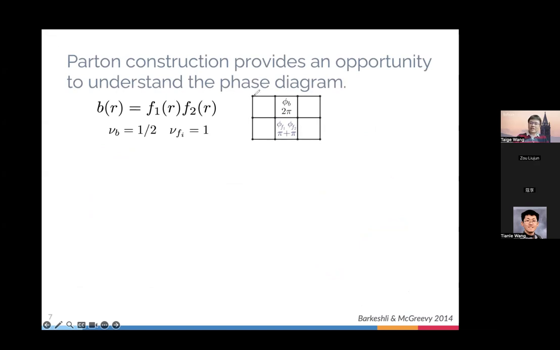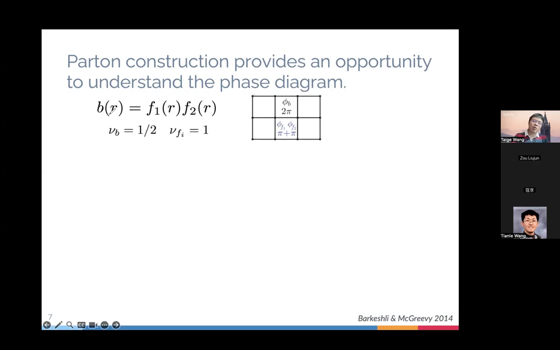This transition, actually, Max and John, 10 years back, proposed a few theories that could describe such a transition. It relies on doing a parton construction of your bosons: just fractionalize your bosons into two fermionic partons, F1 and F2. Since our bosons are at 1/2 filling, it means the fermionic partons will be at integer filling. Maybe it's more clear if I say it the following way.